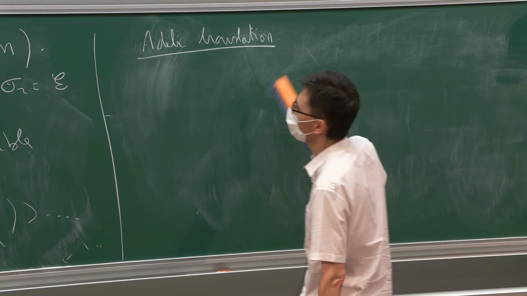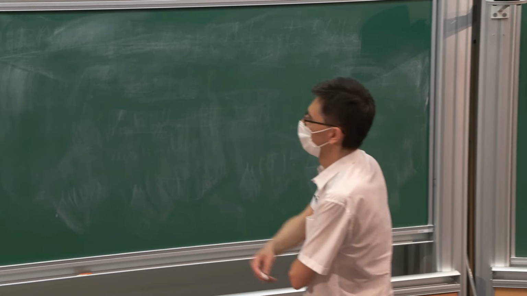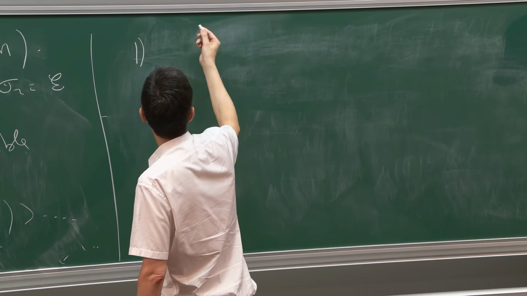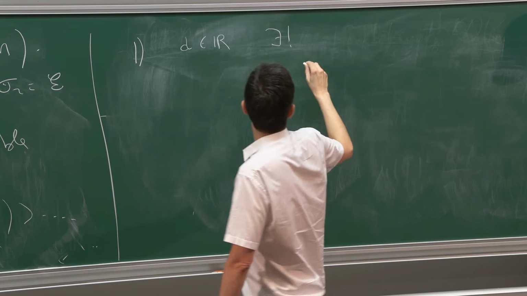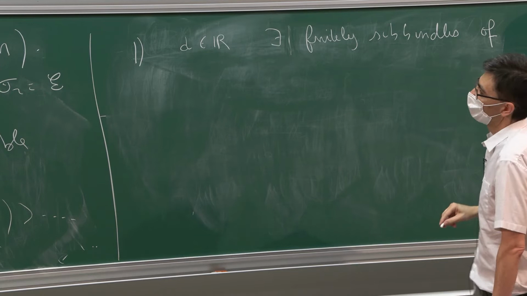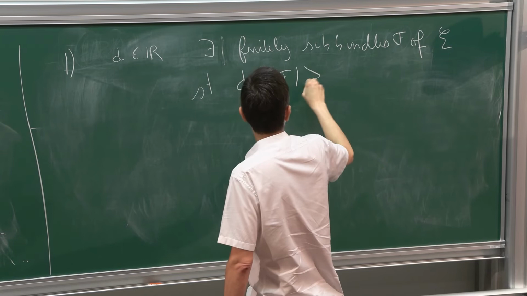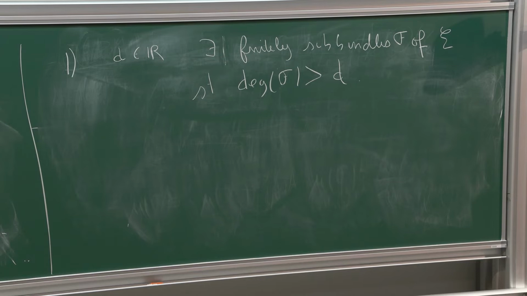Before that, let me comment on this theorem, which is not really difficult. So where does the theorem come from? First, we can notice that if I take a D, there are finitely many subbundles of E such that the degree or the slope is bounded below by D. So we have first this finiteness result.